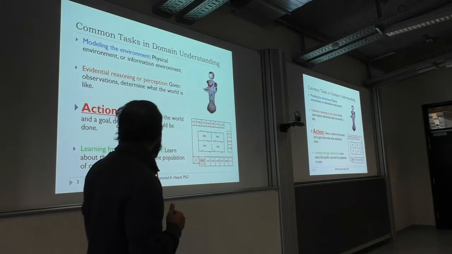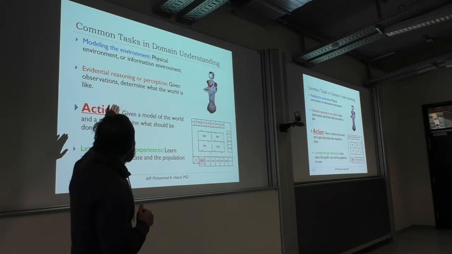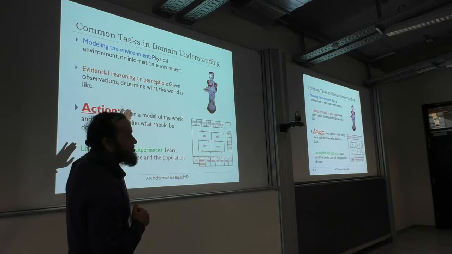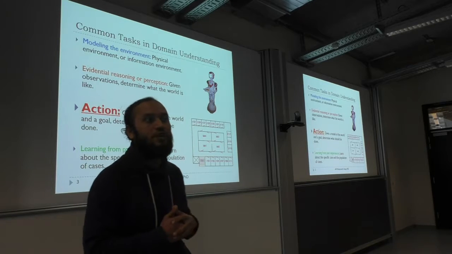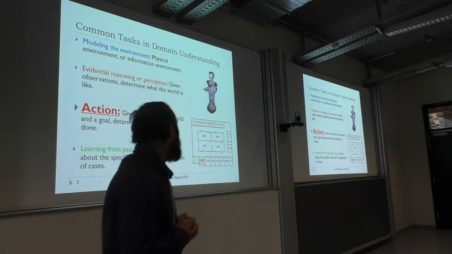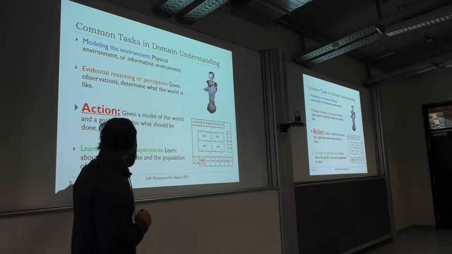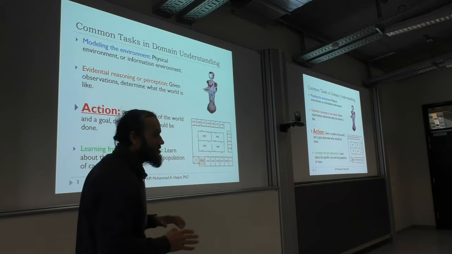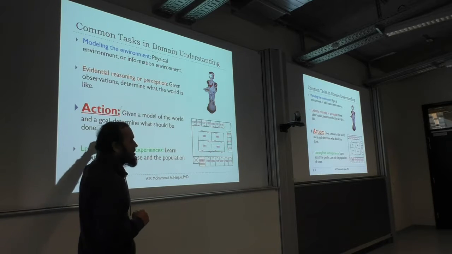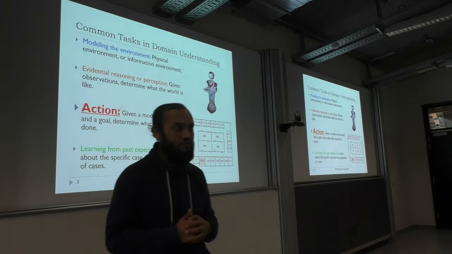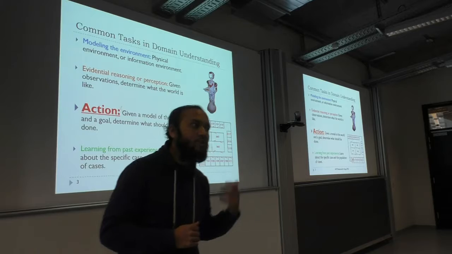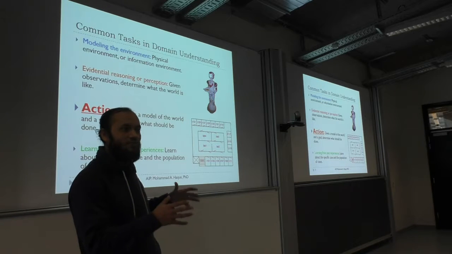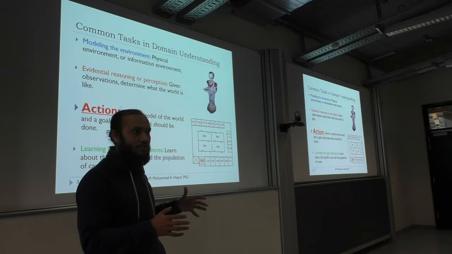Then third is action. Based on the perception or evidential reasoning, our intelligent agent will have some action on the environment. The last one is learning from the past experience. Our focus in this lecture is related to action: how to do action on the environment. When we talk about steering, we're actually talking about mostly focusing on the action.